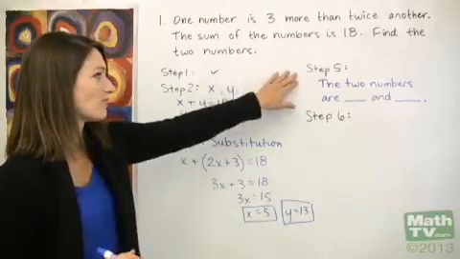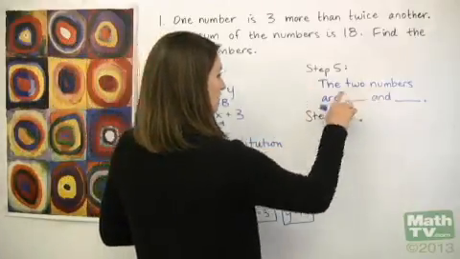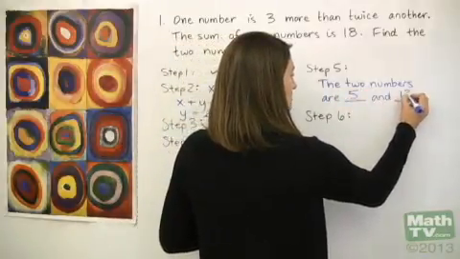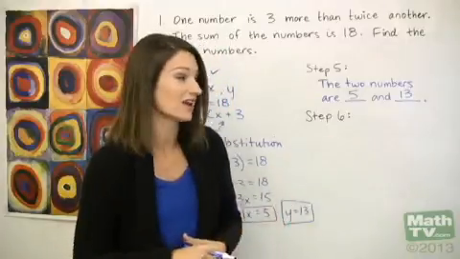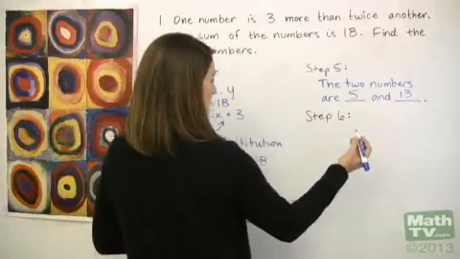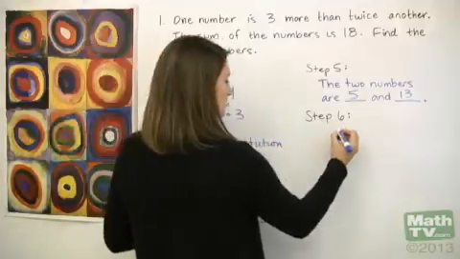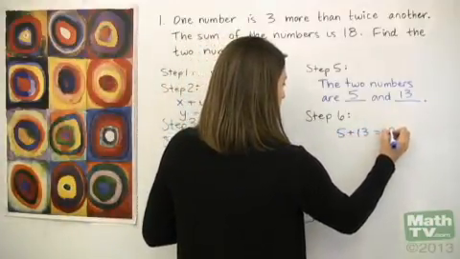If we move on to step 5, we can state our answer in a sentence, and we say the two numbers that we needed to find are 5 and 13. Now let's do step 6, which we need to check our answers. So let's plug 5 and 13 back into our equations to see if they work out. So using this first one, x plus y equals 18, we can say 5 plus 13 equals 18.